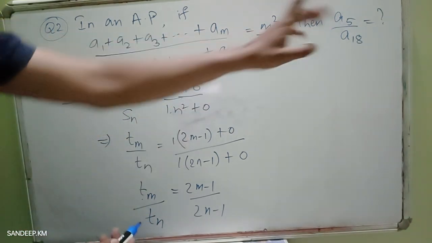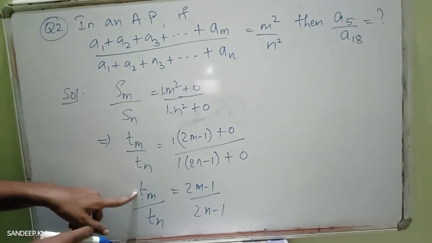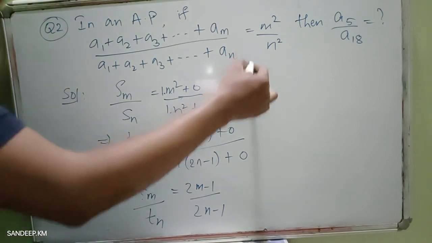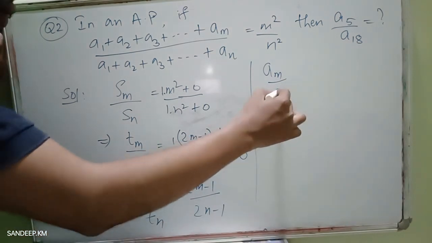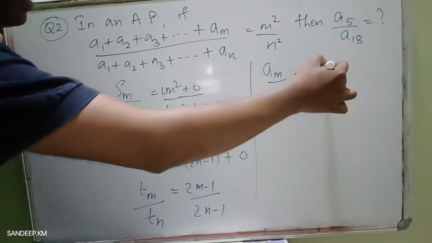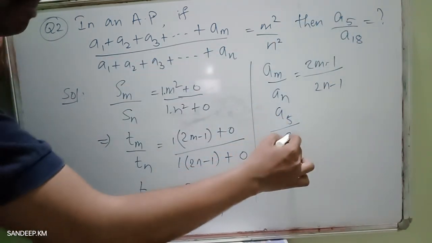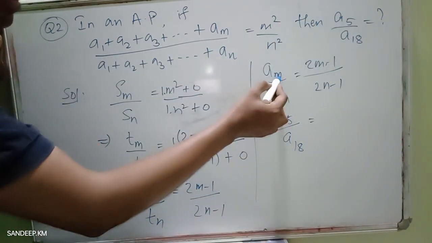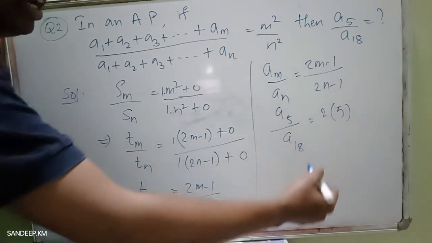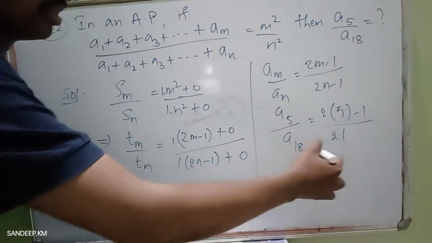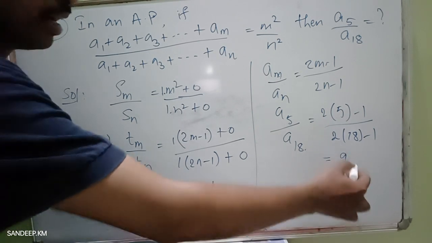Then what is the ratio of the fifth term to the 18th term? Tm or Am, both are the same only. Please understand this. So Tm is nothing but Am and Tn is nothing but An, equal to (2m − 1)/(2n − 1), and they are asking A5 divided by A18. So what is it? The m value is 5 and the n value is 18. Just substitute: (2 times 5 − 1)/(2 times 18 − 1). So what do we get here? We get 9/35.